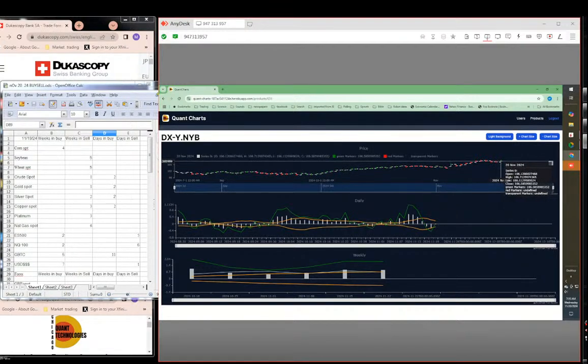So you see today it's starting to move back a little bit into the buy. You can see the histogram is just above by 0.017, but it's jumping above, and we're in a weekly buy.